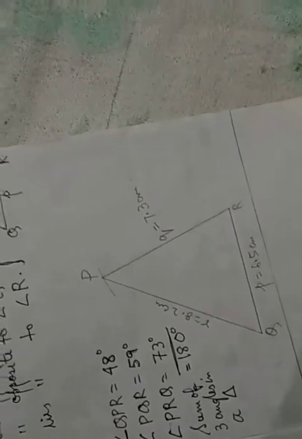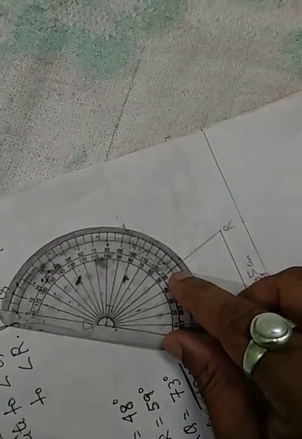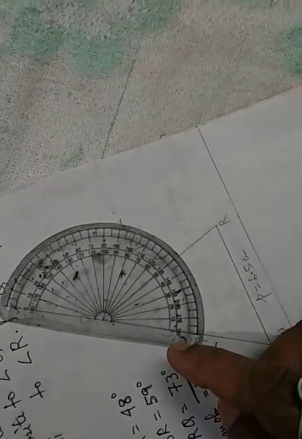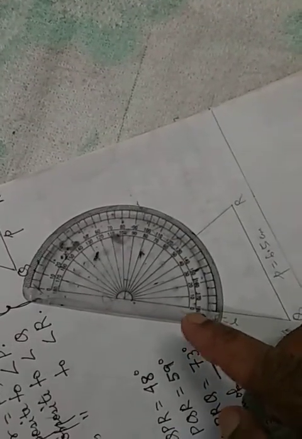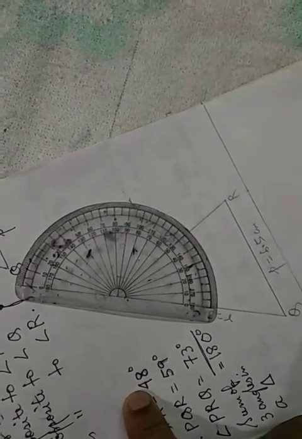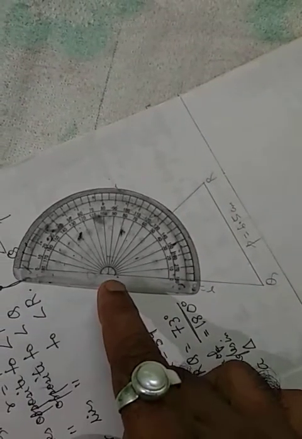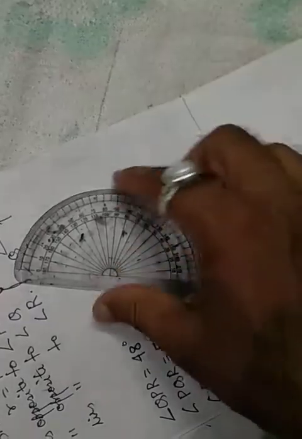You have to turn the copy this way, and you consider this as the baseline. If you consider this as the baseline, that would be simple. You are measuring the angle in the anti-clockwise direction, which means you have to read the inner value 10, 20, 30. That way it is coming up as 48 degrees. So if you consider this as the baseline, then you have to read the inner value anti-clockwise.